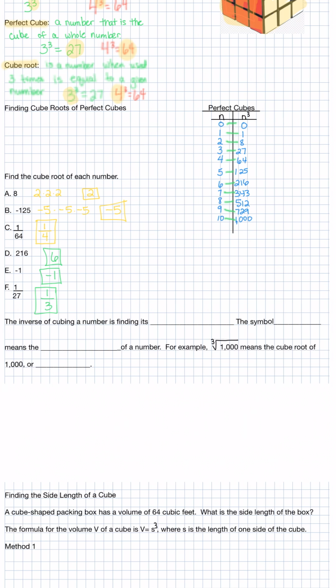So the inverse of cubing a number is finding its cube root. The symbol means the cube root of a number.